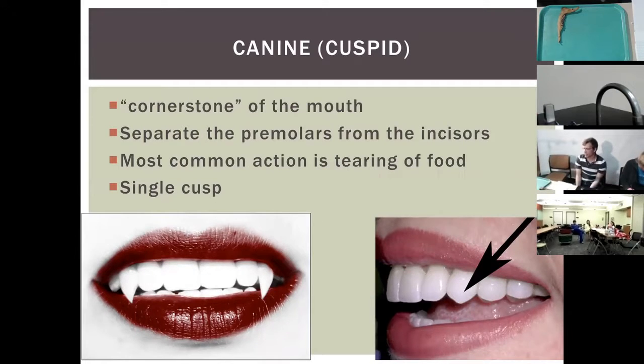Then we have canines, which I've heard called the cornerstone of the mouth. If you've ever seen a vampire film, these are the teeth that are typically very over-embellished. And what they're over-embellishing in vampire films is that single cusp. So these teeth are often called the cuspid. They're called cuspids because they have one single cusp. And they're used for tearing food as well. And these are just past the incisors, so they're the next as we go towards the back of the mouth.